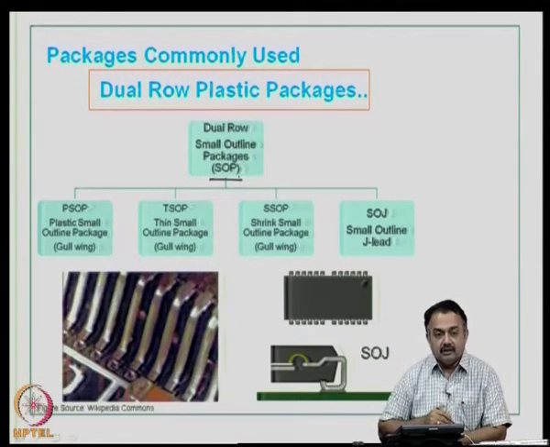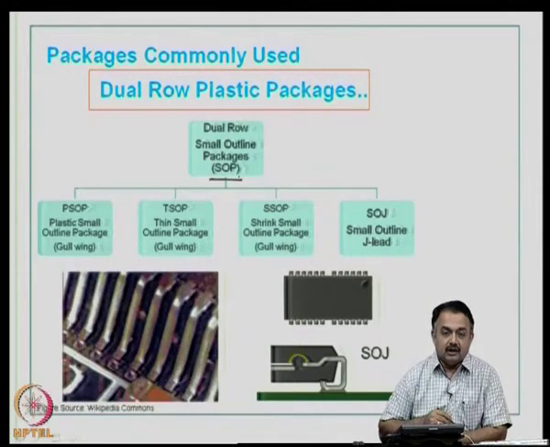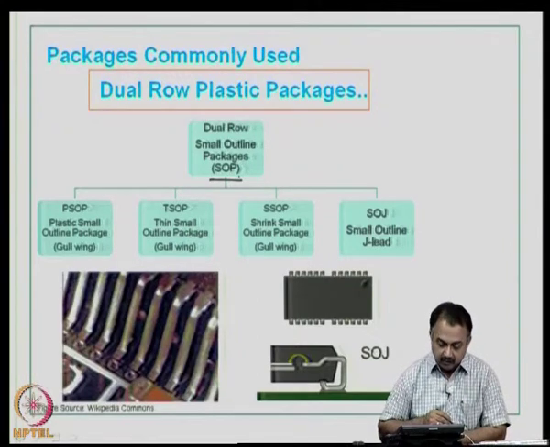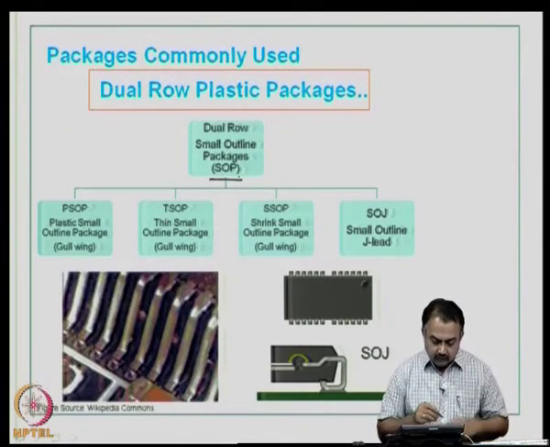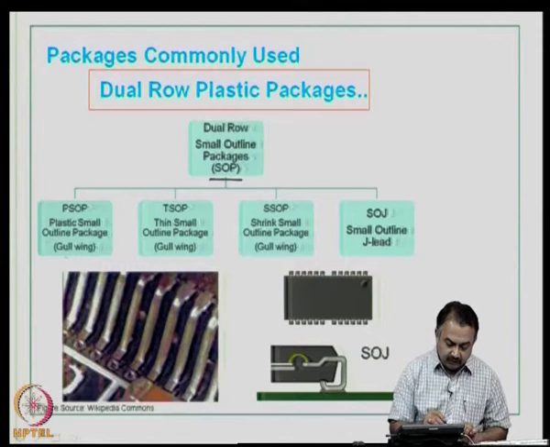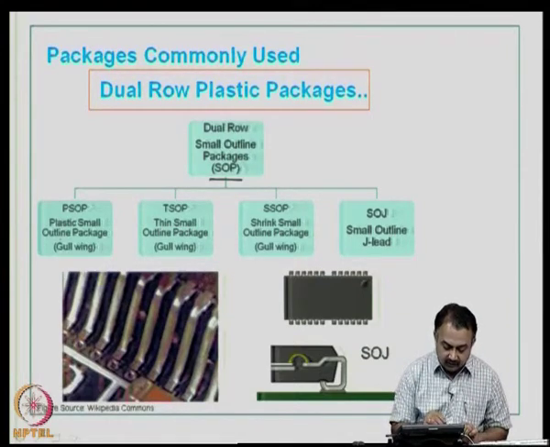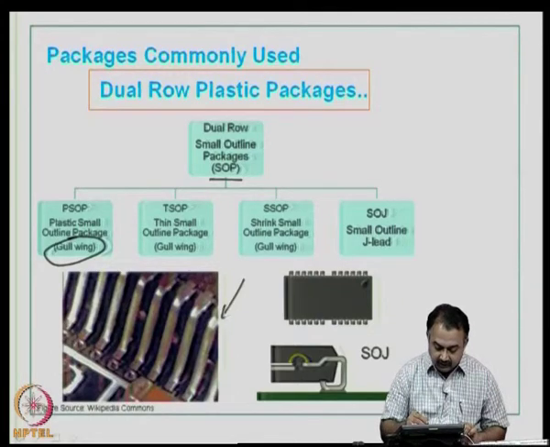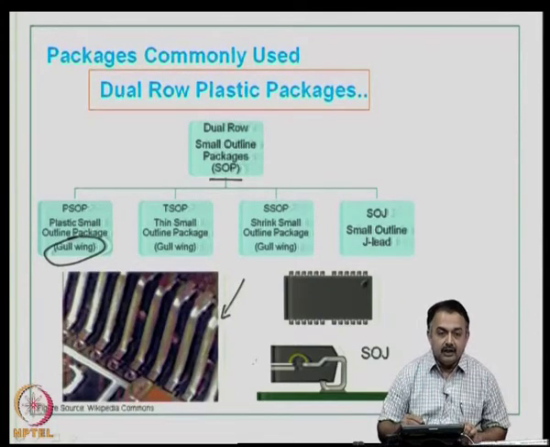There are differences in the construction, differences in the material, and differences in the lead length and the type of lead attachment that you are expected to do with the printed wiring board. So, first is the PSOP, and you can look at the word here called a gull wing, and this picture will indicate what a gull wing lead will look like.